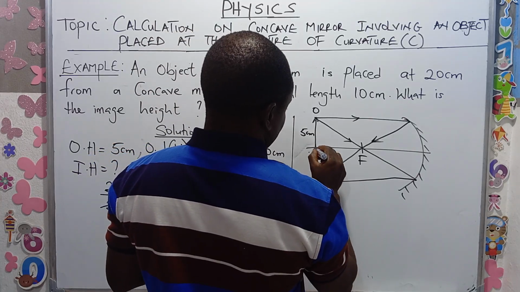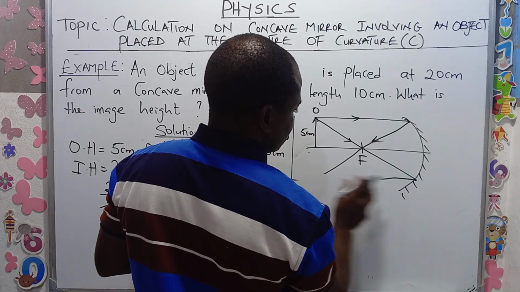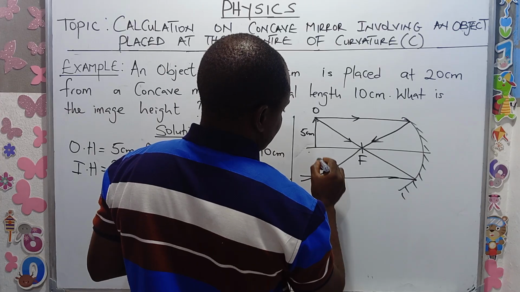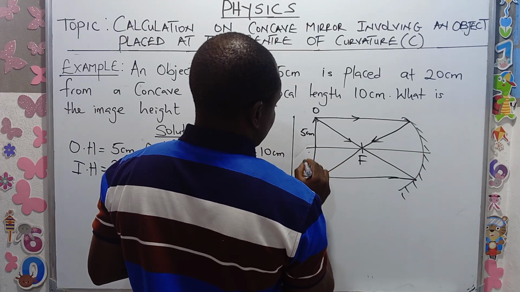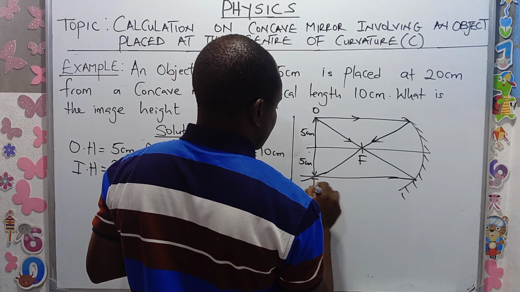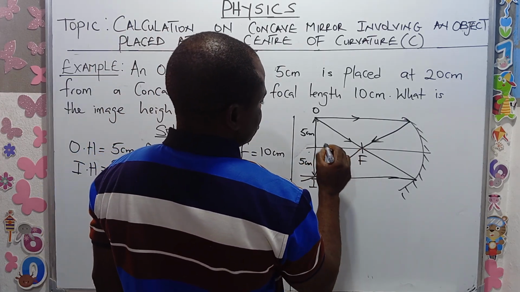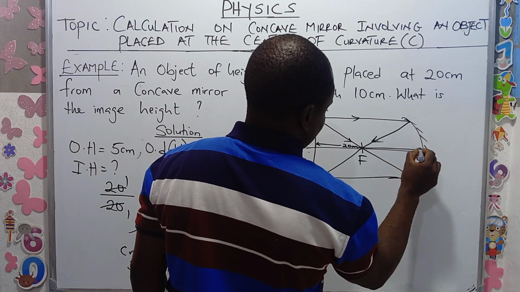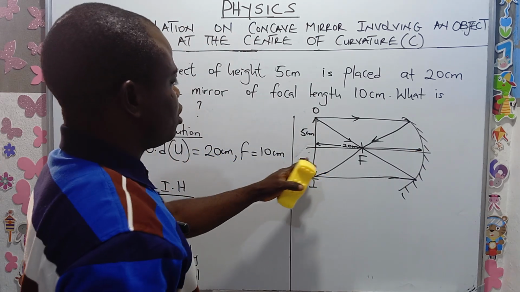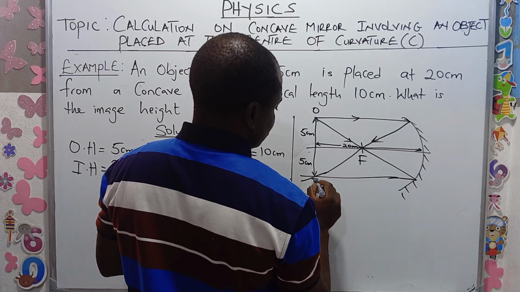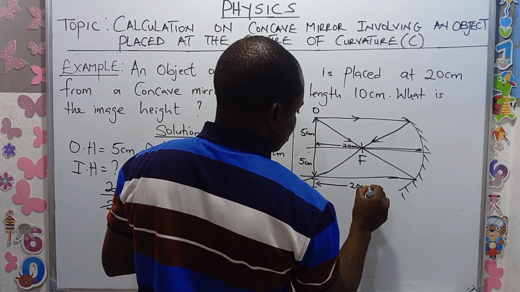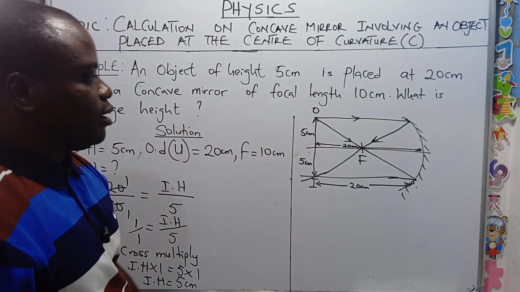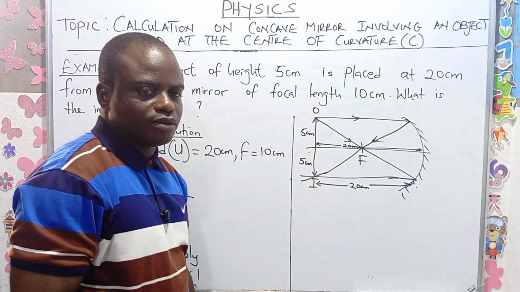Okay, at this point, this is just a sketch. The image is of the same height, which is 5 centimeter. This is the image height. Don't forget that the distance is 20 centimeter. The object distance is 20 centimeter, and the image distance is also 20 centimeter. That's why it forms the same height and also the same distance from the mirror.